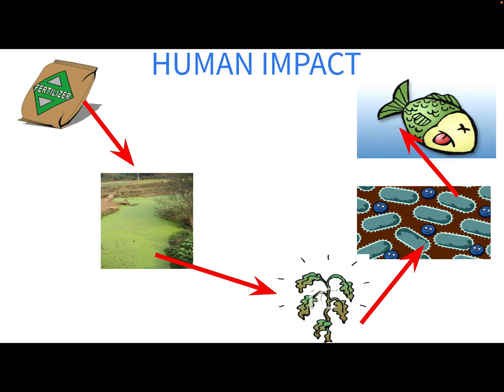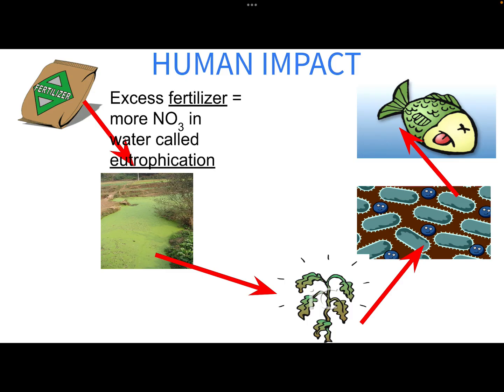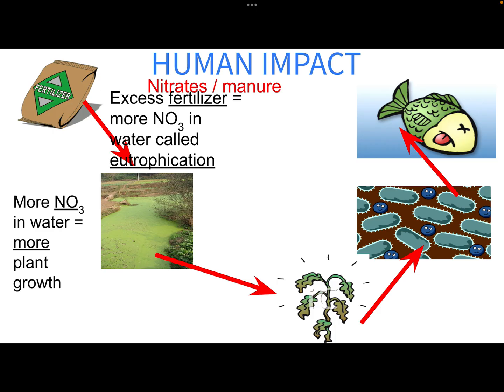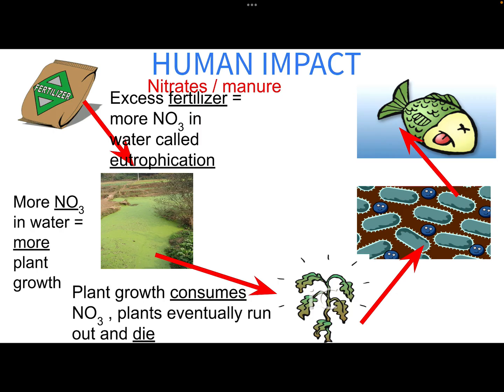Okay, so a quick summary at the bottom here. If we have excess fertilizer from manure or inorganic fertilizer, we have more nitrates in the water, NO3. This process is called eutrophication. And with more nitrates in the water, that leads to more plant growth, not necessarily a bad thing. But those plants consume nitrates. Eventually they run out and those plants die.